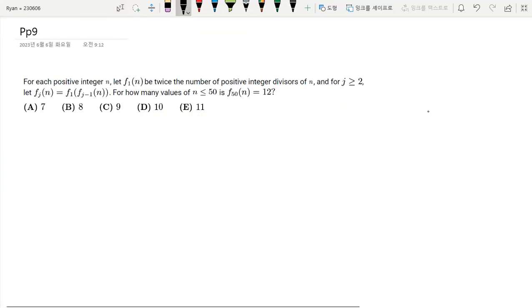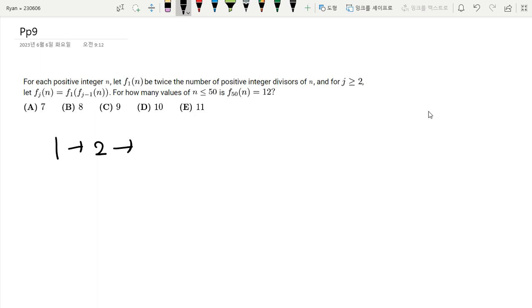Yep, so let's just start with a number which has just one divisor. The only number which has one divisor is 1. So let's just start with 1. If we apply this function to number 1, this function makes twice the number of divisors. So 1 times 2 is 2, and number 2 has two divisors, 1 and 2.